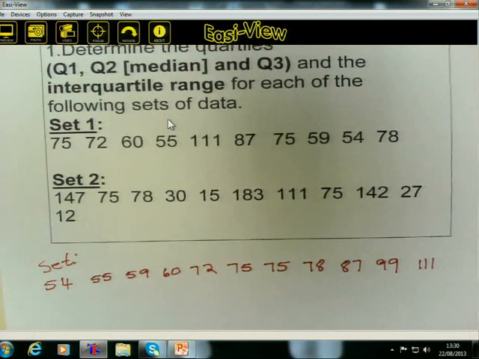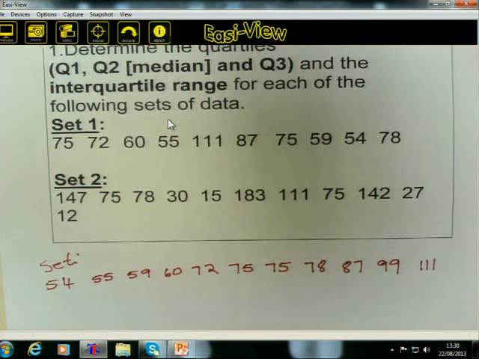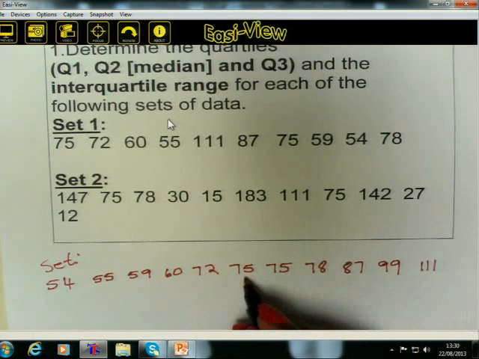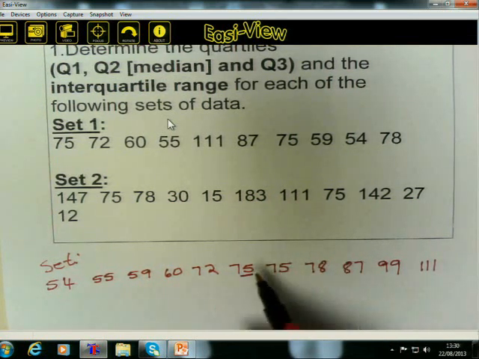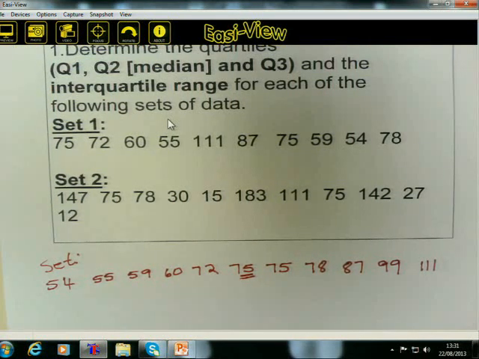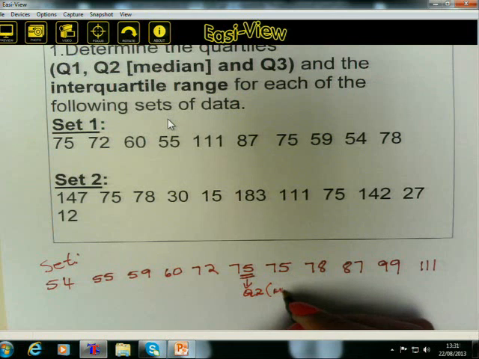Remember again, grade 12s, I said after you arrange your data, you must also determine whether your data is odd or even before you calculate the median, so that you can know whether to expect one value in the middle or two. And in this case, you counted that we have 11 values. That means we are going to have only one number in the middle. Okay? Let's first now find the median or Q2. Counting from left, 1, 2, 3, 4, 5, 6. Okay? And now counting from right, 1, 2, 3, 4, 5, 6 as well. So we have one number in the middle, which is 75. That means 75 is our Q2, or it is our median.